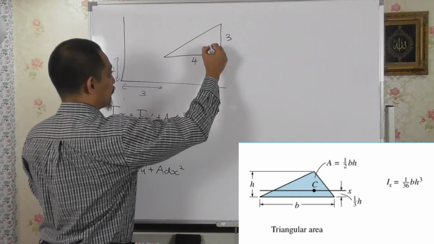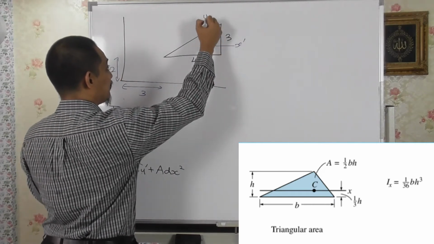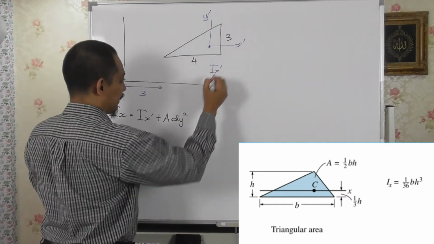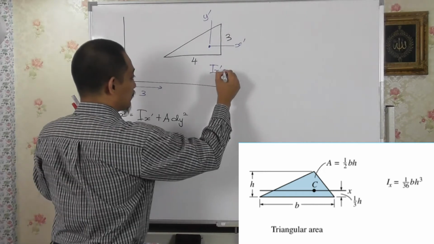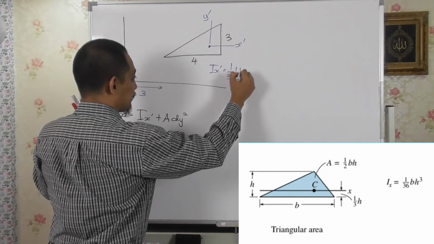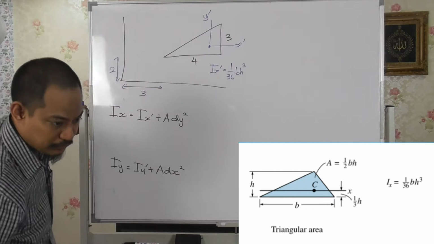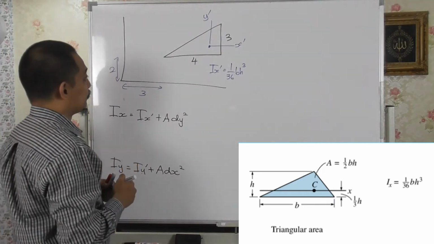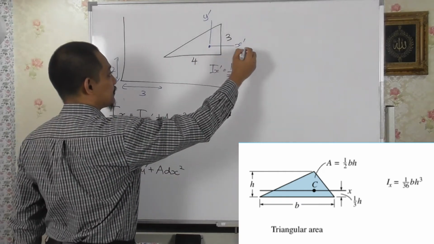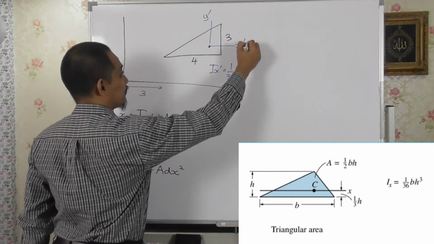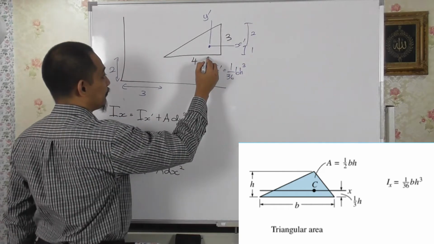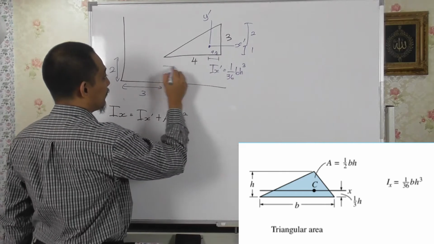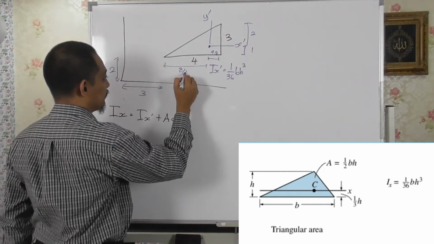And so if you have this x wave, y wave, in terms of Ix, sorry, Ix prime, it will be 1 over 36 BH cube. 1 over 36 BH cube. Now, that's the information that you have. So with the ratio, we know this height is 1, the remaining is 2, and for this one, 4/3, and this is 8/3, right?